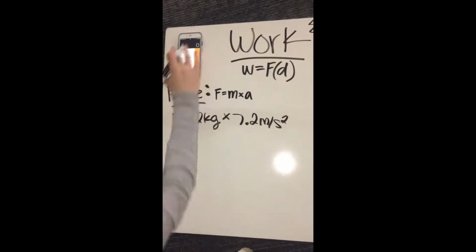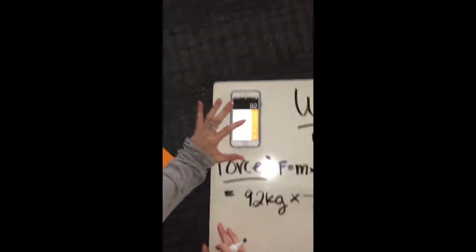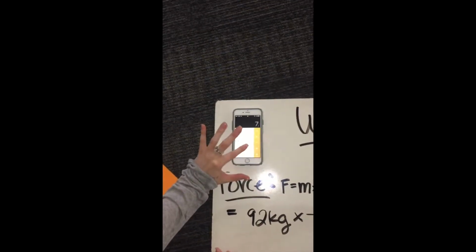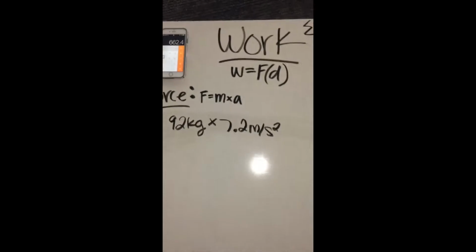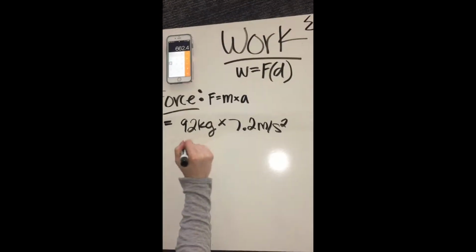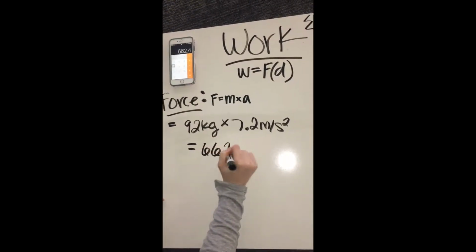Now we're going to plug this into our calculator. 92 times 7.2 equals 662.4. So that is now our force.